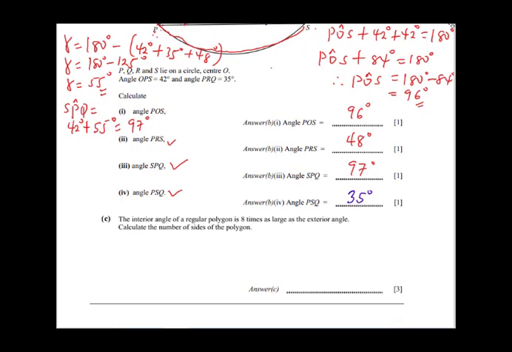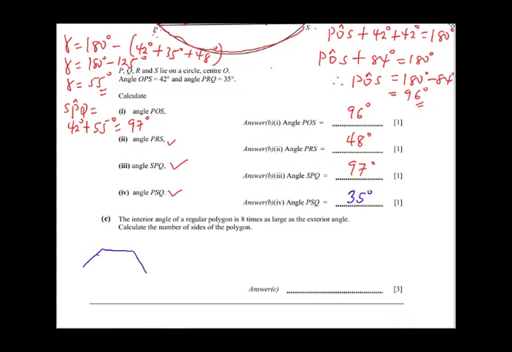Okay, the last but not the least. Even though this is not part of circle theorem, let us try to solve it. The interior angle of a regular polygon is 8 times as large as the exterior angle. Calculate the number of sides of the polygon. I don't know how many sides that particular polygon has, but I can do a rough sketch. Let us assume that the polygon looks like this. It has n sides.